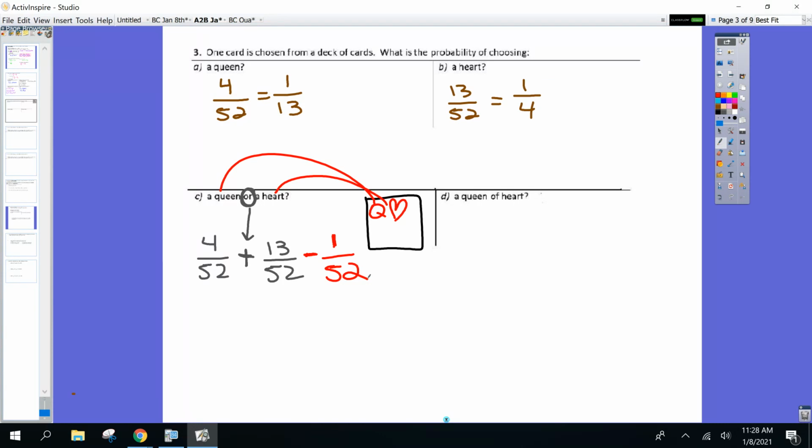All right. You have 2 choices. You can go to the calculator, or they all have the same denominator here, which is 52. And now 4 plus 13 minus 1. I add the numerators up, and that's 16 out of 52. Reduced answer, what I have there for the reduced answer: 4 out of 13.